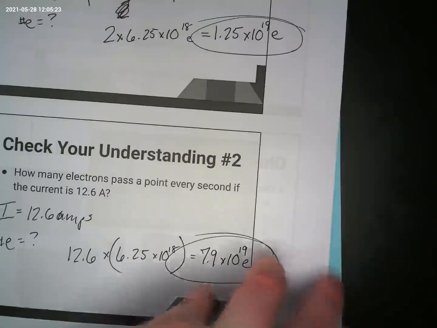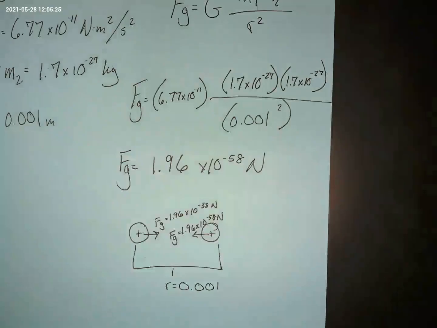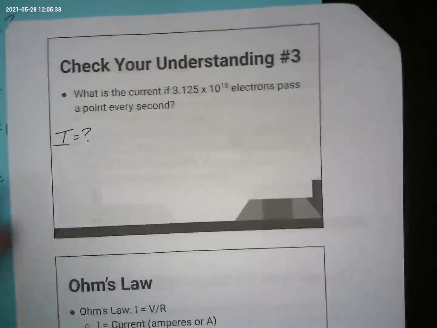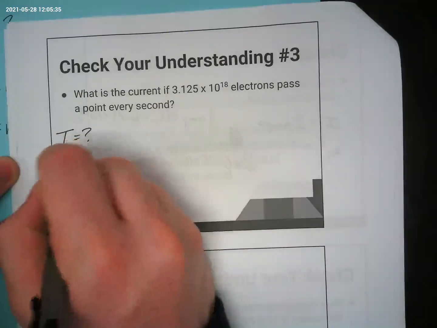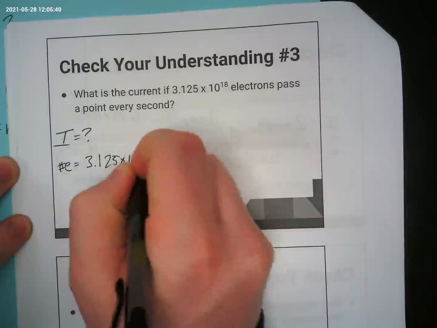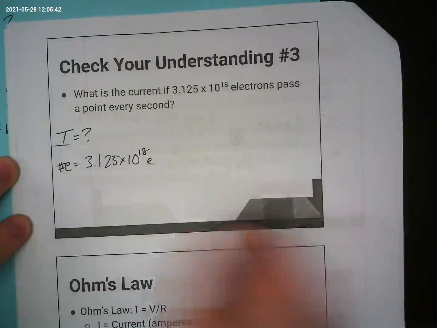Sorry for the bell. And then check your understanding number 3 is a little bit more difficult. So, what if we don't know what the current is? We've got the number of electrons. It's 3.125 times 10 to the 18th power electrons. What's the current?